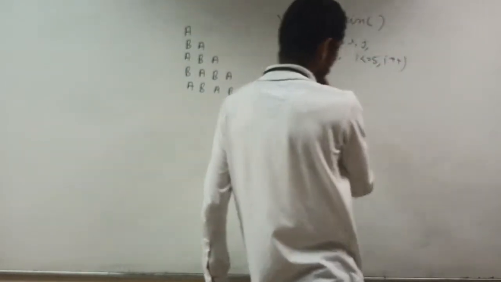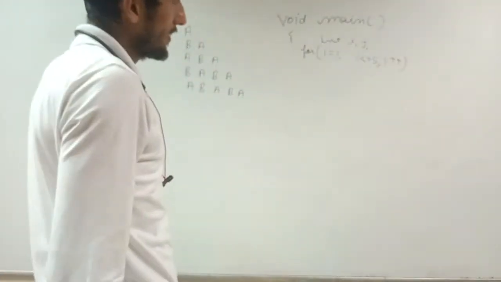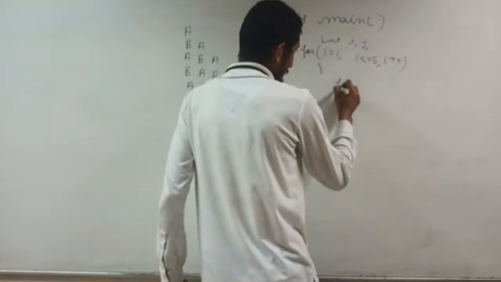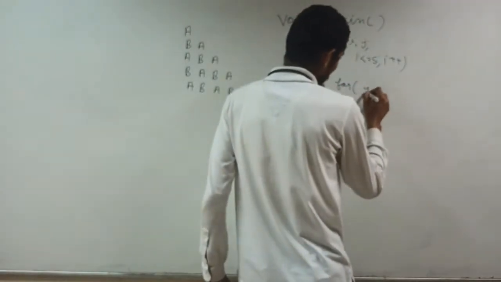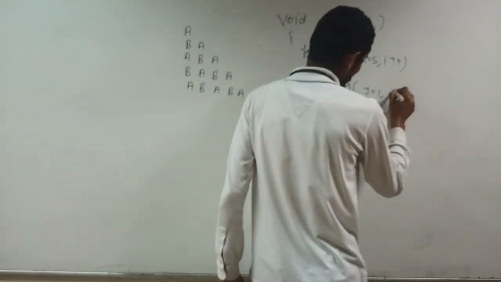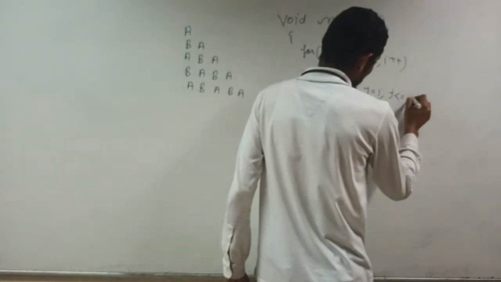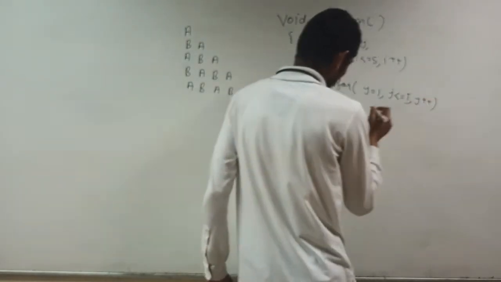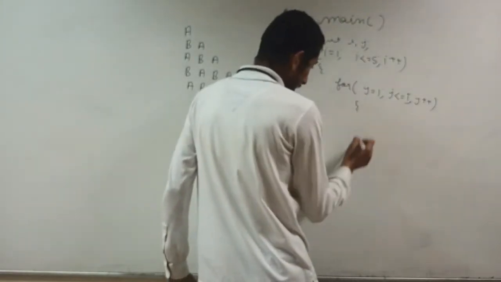The meaning of this is I have 5 rows. How many columns do I have? I have i number of columns. So the value of j will start from 1 to i, and j plus plus. But here is a tricky part.